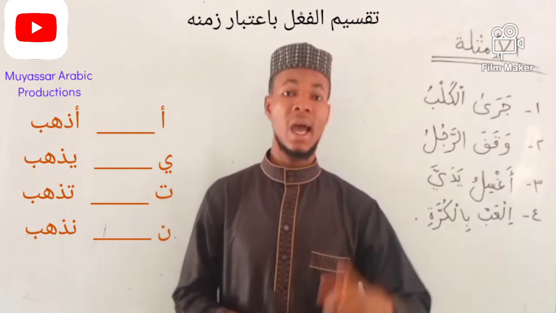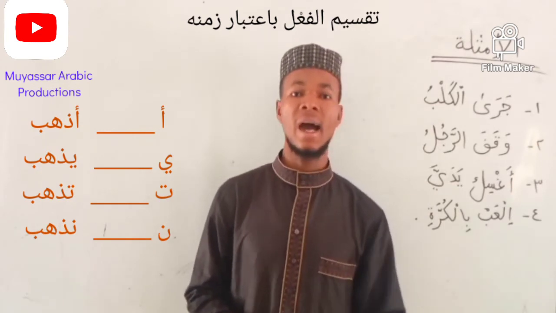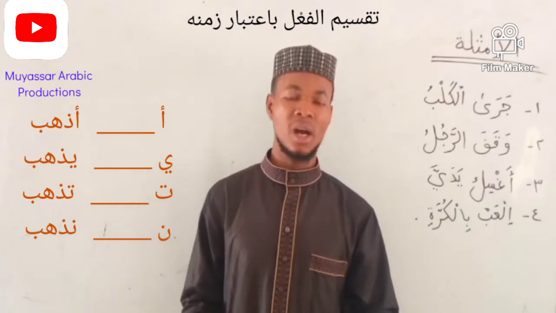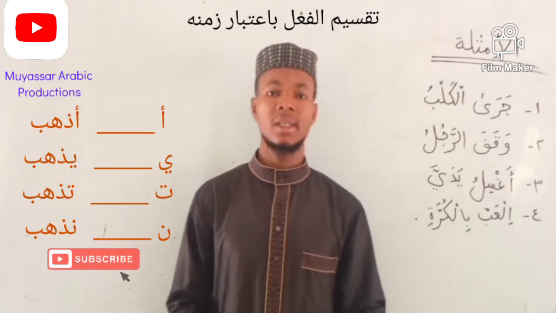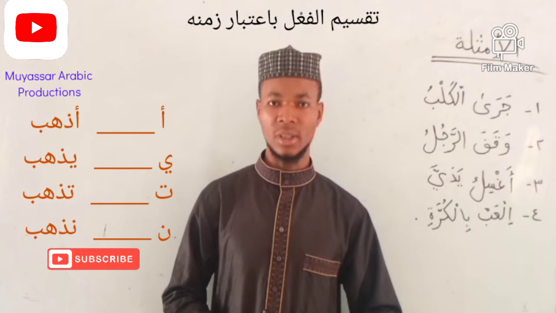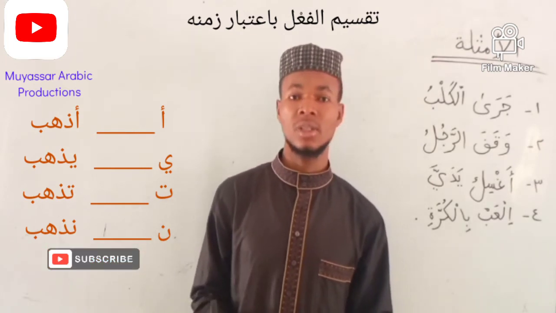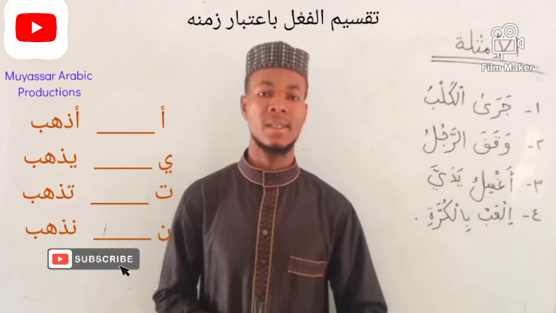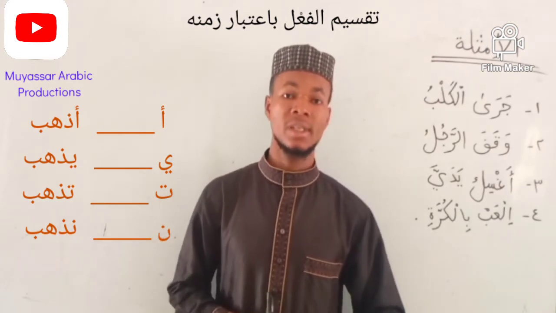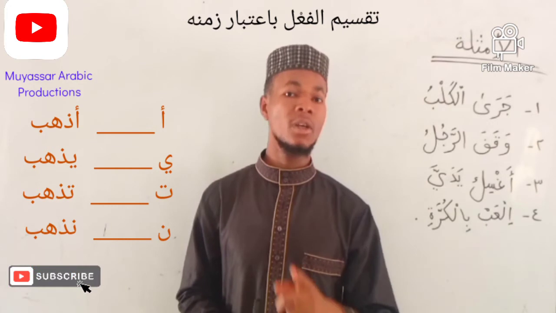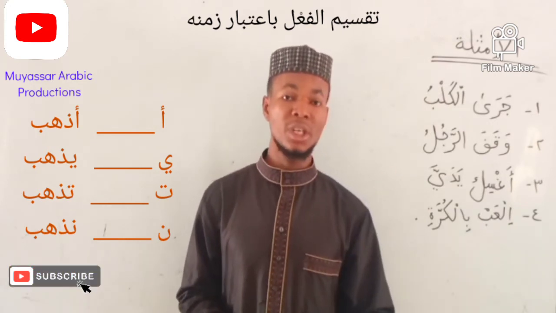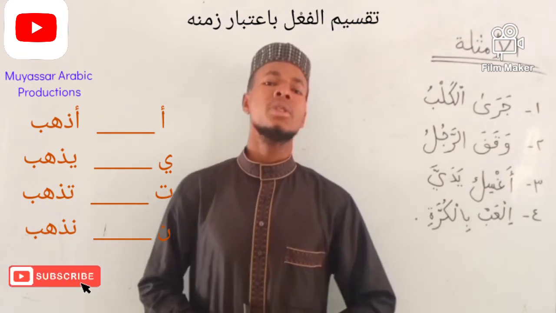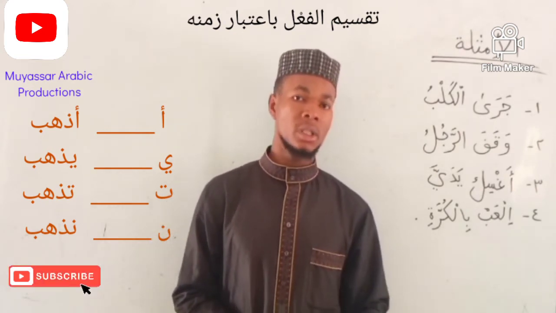For instance, we will say adhabu, meaning I am going. Yadhabu, he is going. Tadhabu, you are going, or she is going. Then nadhabu, we are going. So whenever a verb begins with any of these four letters, automatically such a verb is considered as fi'lu al-mudari', the present tense, provided that none of the four letters is part of the original letters of the verb. So this is al-fi'lu al-mudari', the present tense.